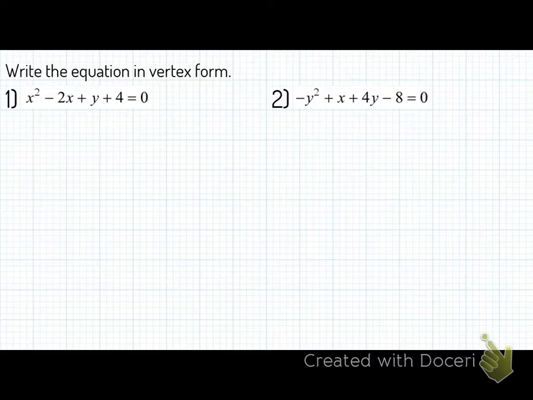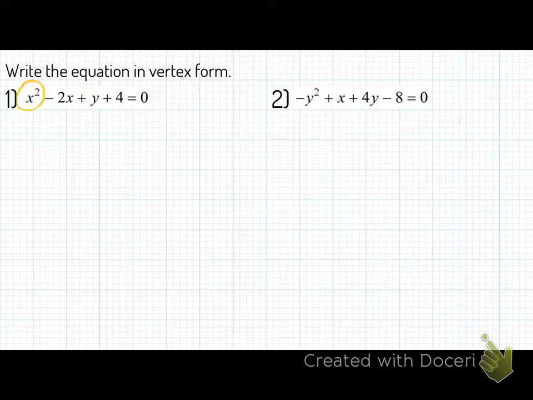Write the equation in vertex form. So remember how yesterday, or the last lesson, we talked about how we had y is equal to a certain value, and it was y to the first and x squared, and then some of them were x to the first with y being squared. So on this one, I'm going to try to look for some hints here.